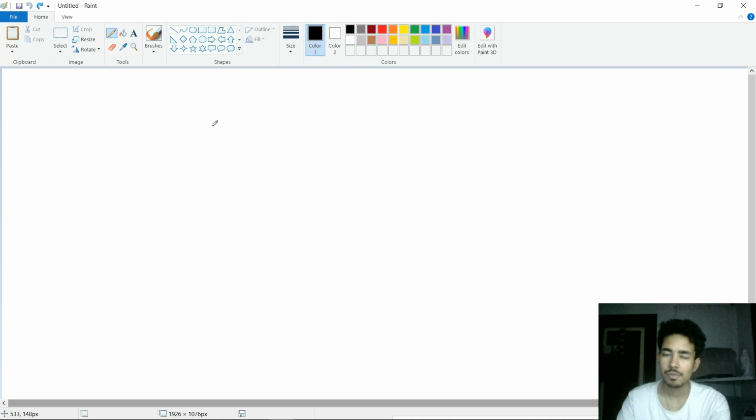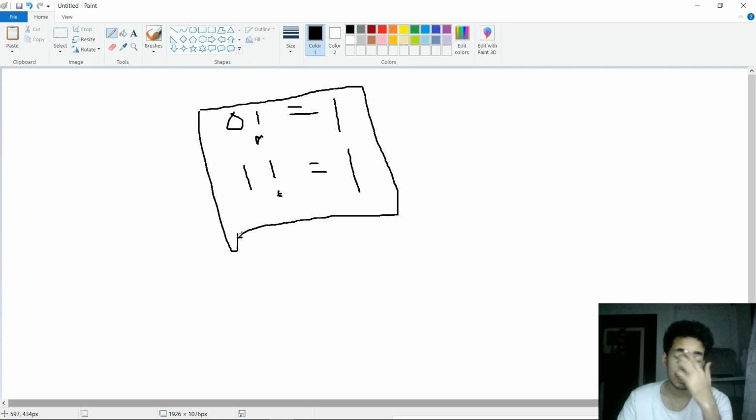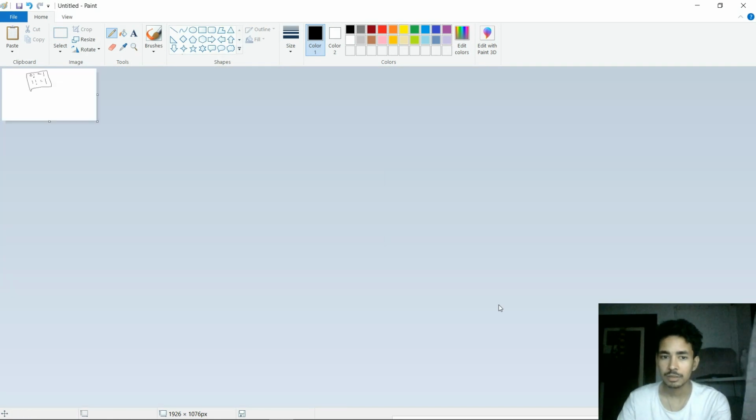What is factorial? The first thing you have to keep in mind is that the factorial of 0 is equal to 1, and the factorial of 1 is equal to 1. These two things you have to keep in your mind. Come on, let's move further.